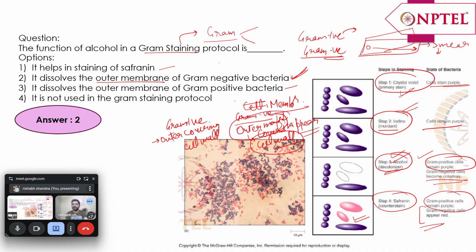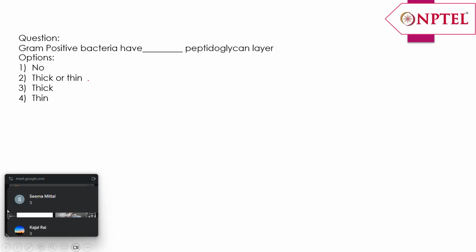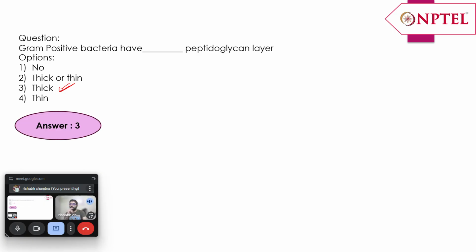Okay, if no doubt, then we'll move on to the next question. The gram positive bacteria have dash peptidoglycan layer. So what can be the correct answer? Okay, so the correct answer is option 3. That means they have a thick peptidoglycan layer.